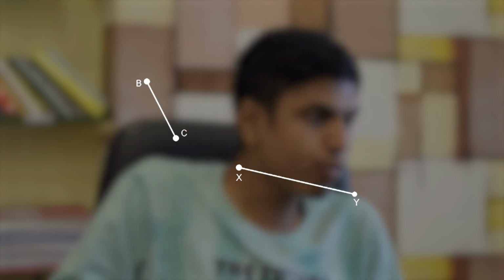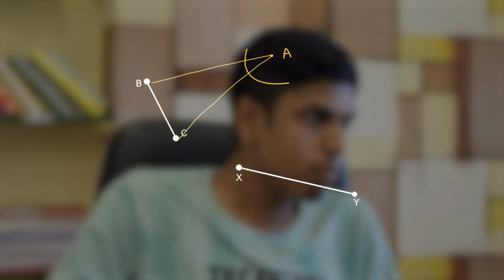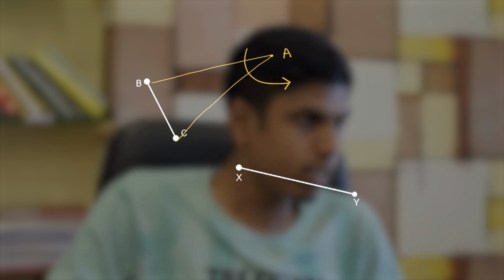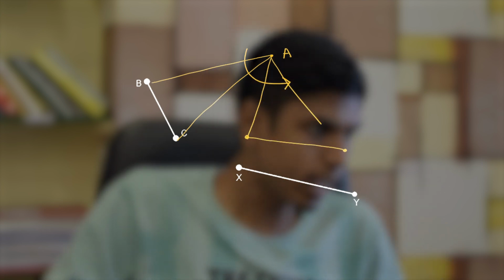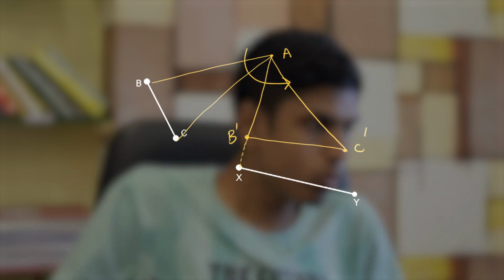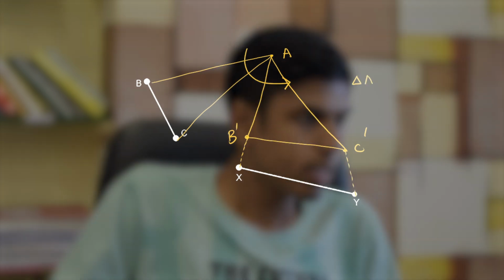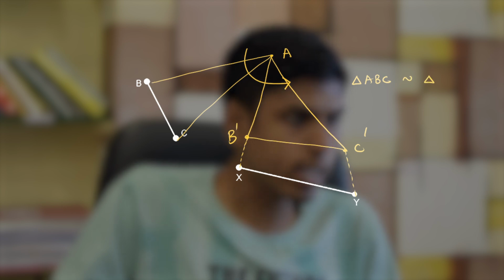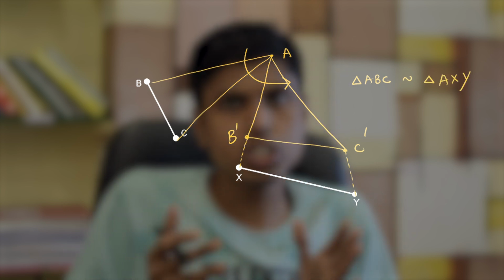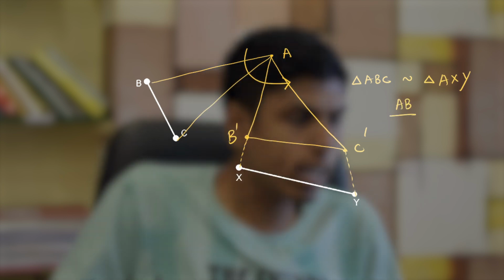So that means I have to find some point A on the plane such that when I rotate the entire plane about this point A, then I should get some triangle like this, say B prime C prime, and upon dilation, B prime should go to X and C prime should go to Y. Now this clearly means that triangle ABC is similar to triangle AXY because rotation and dilation preserves all three angles. So we end up getting that AB upon AX equals AC upon AY equals BC upon XY.